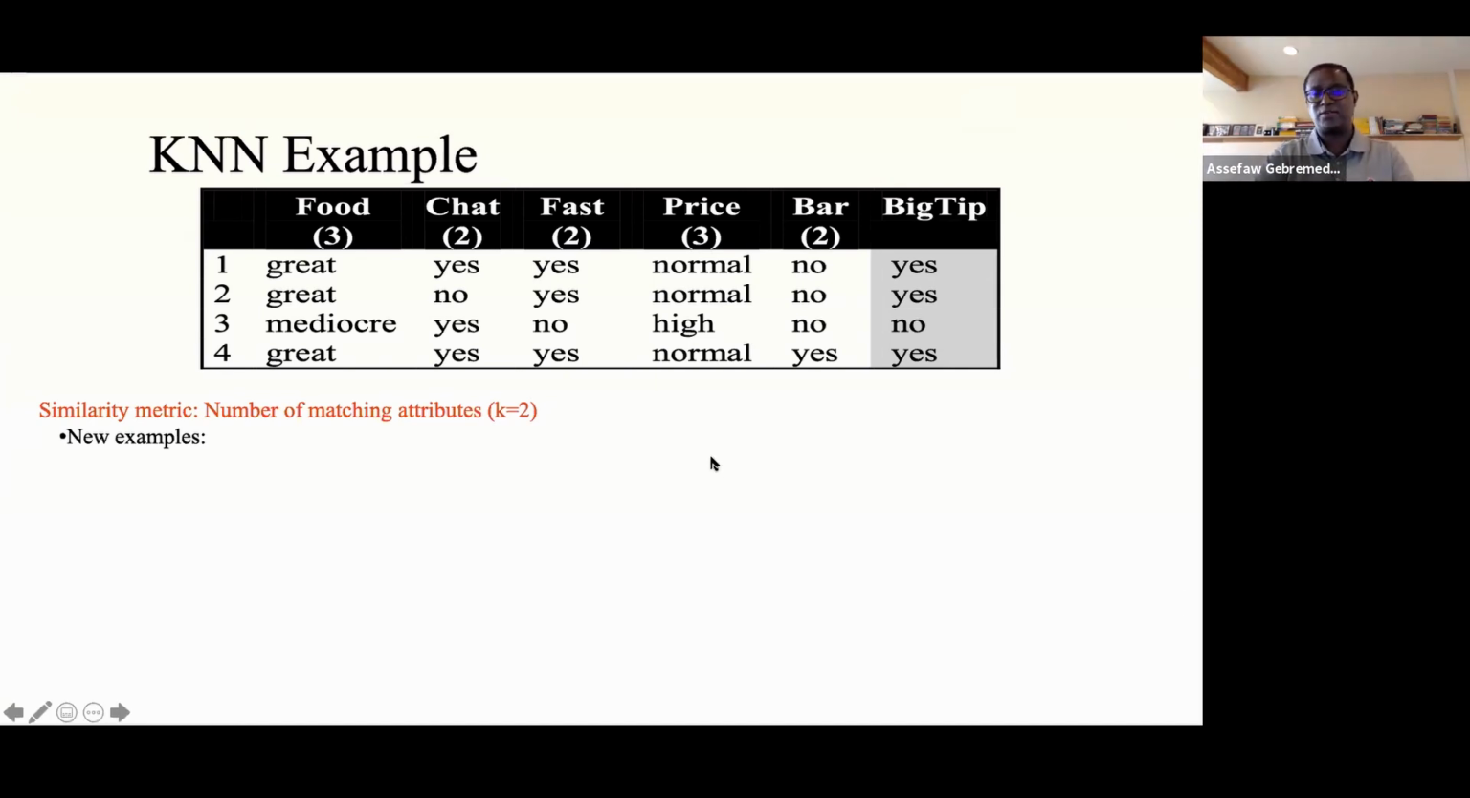And so here's a restaurant, you go and you eat and you leave tips. And people have observed this. And so now that restaurant owner has hired you. They show you their data, and then you're going to predict when a new customer comes, whether they're going to give a big tip or not. That would be fun. Here's the data that you're given.